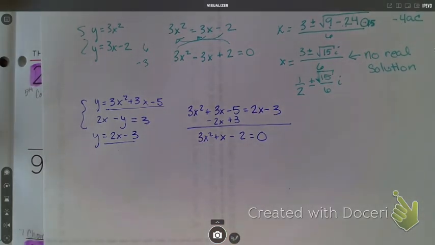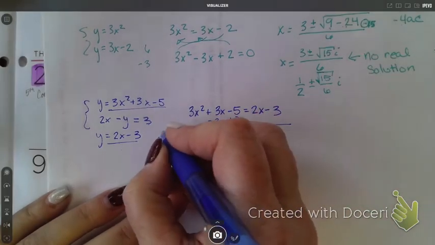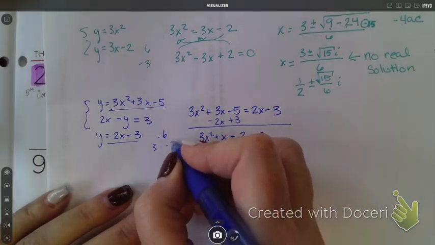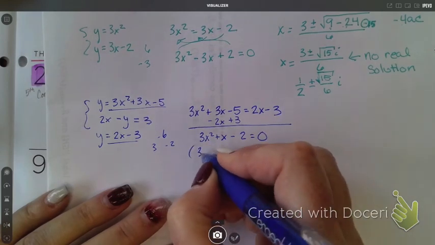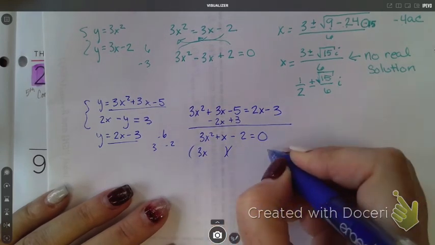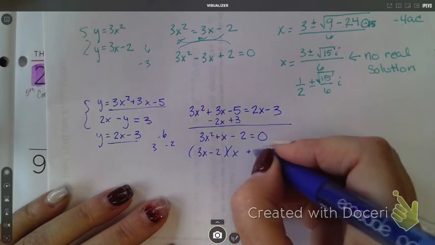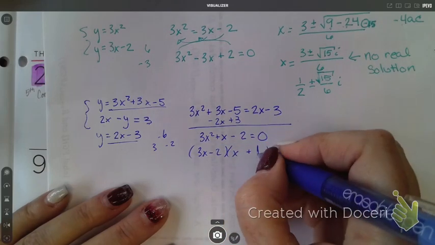And then you do what? Well, there's 3 and negative 2, so you do 3 times negative 2. So you're factoring. Yeah. So 3 times negative 2 is negative 6. So it'd be 3 and negative 2. So that would be what? 3x and x, right? And negative 2 and positive 1. Wouldn't it?